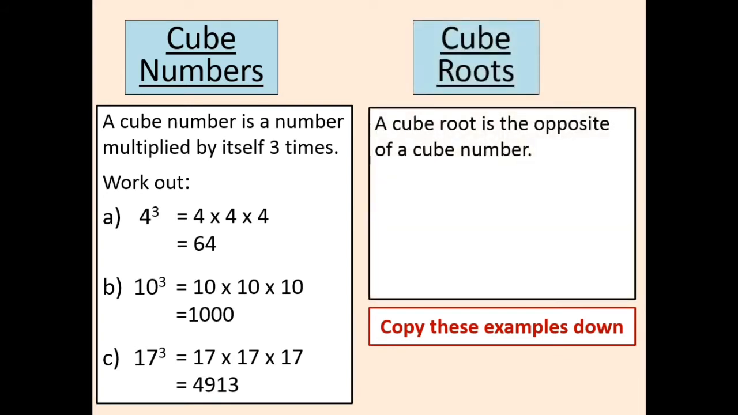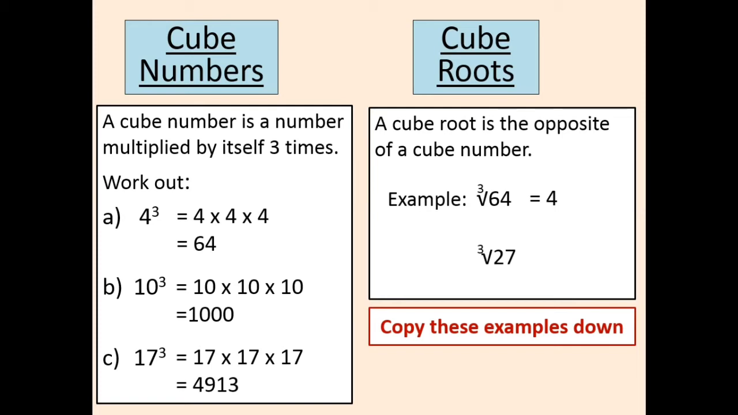What about a cube root? What would that be? Again, it would just be the opposite of a cube number. So we said 4 cubed is 64, didn't we? What about the cube root of 64? It would just be 4. We said 10 cubed is 1,000. What about the cube root of 1,000? That would be 10.